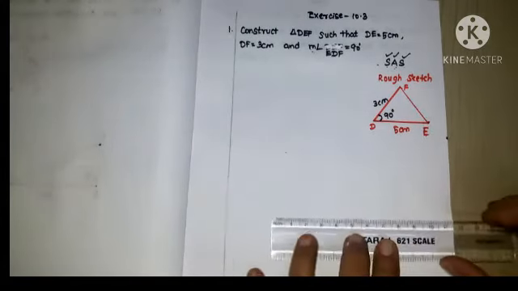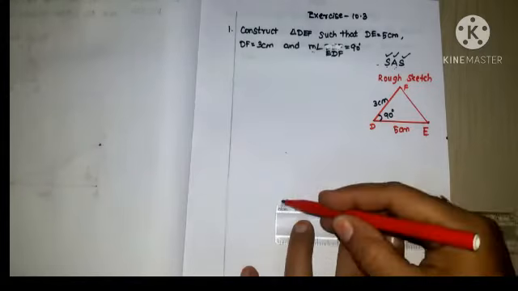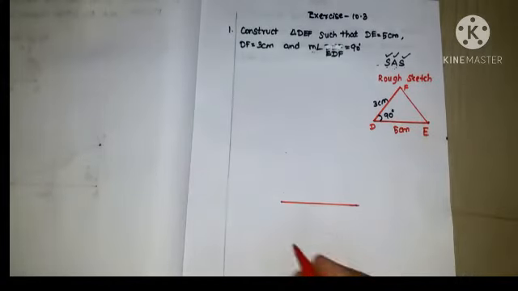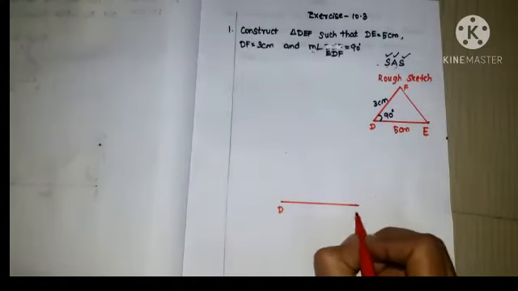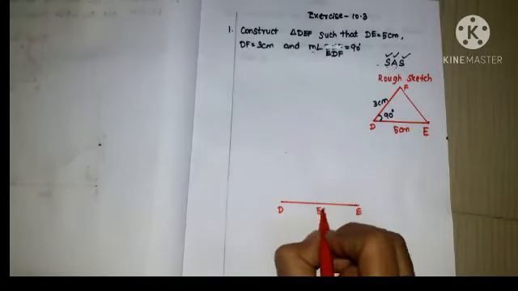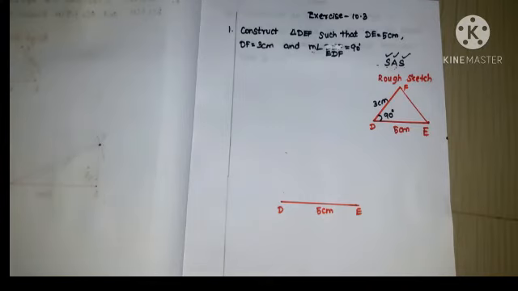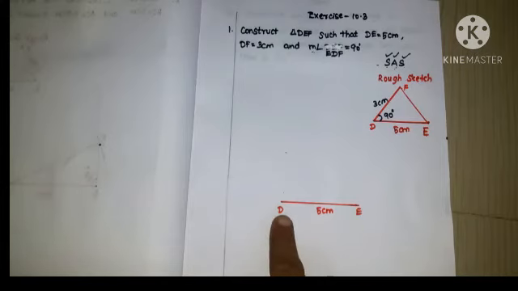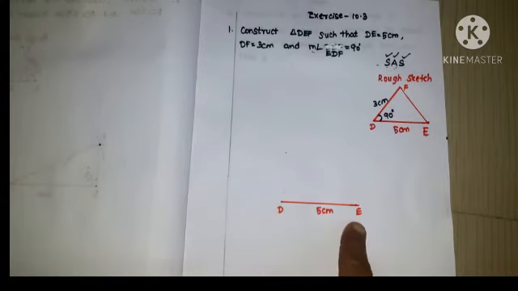Okay, draw DE with 5 cm. So draw DE with 5 cm. This is 5 cm, and mark the measurement on it, that is DE is equal to 5 cm. Okay, so here you have to listen very carefully. In the line segment we are having two sides, one is the left side and another one is the right side. D is the left side and E is the right side.